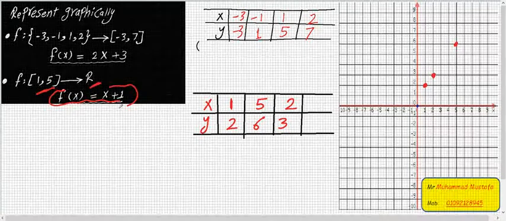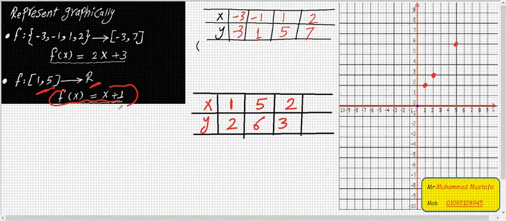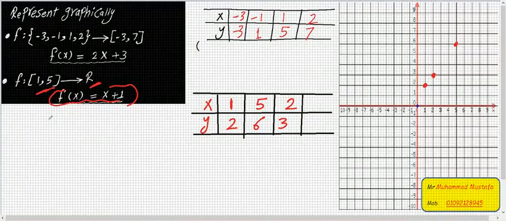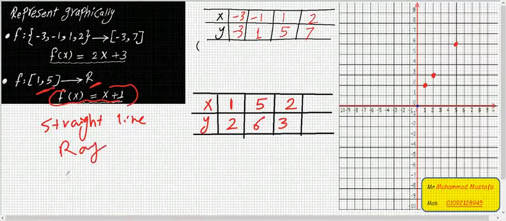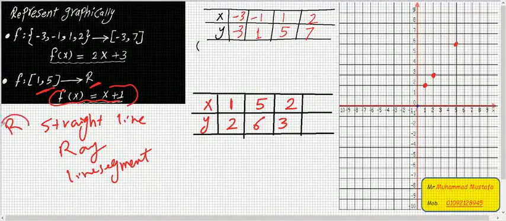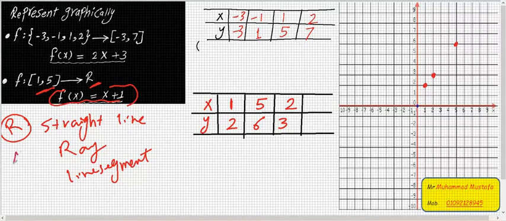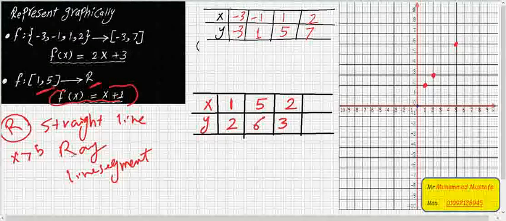We represent the first degree function by a straight line or a part of it: a ray, or a line segment. If the domain is R, we represent the first degree function by a straight line. If the domain is an open, unlimited interval like x greater than 5, from 5 to infinity, it has a start and has no end, so we represent it by a ray.